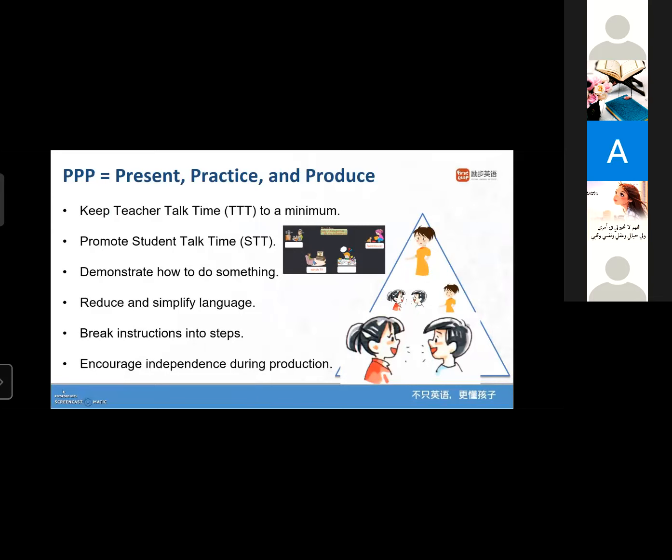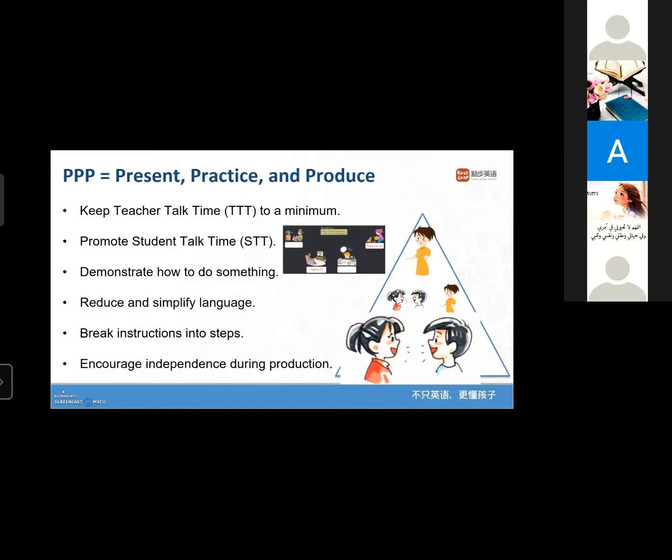Make the TTT minimum to a minimum level, number one. Yeah, that's great. So the first point is to minimize the TTT, the teacher talking time, to talk less and let the learners talk more. Encourage student talking time. Yeah, so the second point is to promote student talking time, STT. So let the learners talk more than the teacher, trying to say examples, trying to practice the language. So the time here is for the learners to practice more.